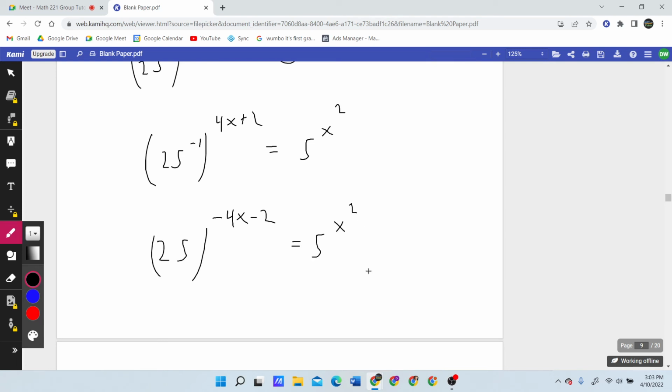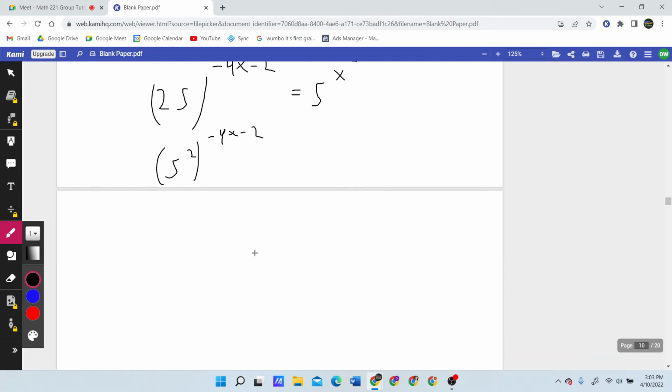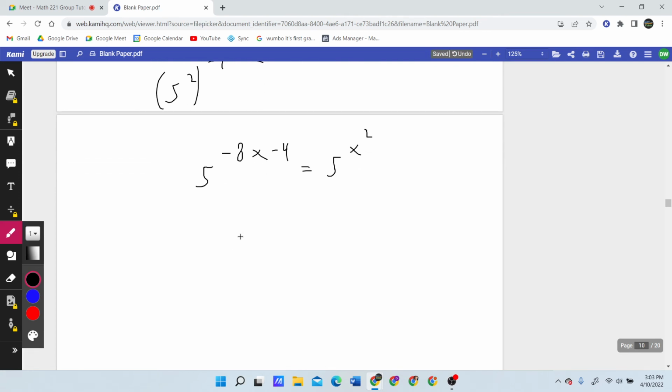Equals 5 to the x squared power. Now I can get my common base, which is again the 5 squared. So I'm going to rewrite that now as 5 squared raised to the negative 4x minus 2 power. And again, I can multiply the exponents together. So now 5 raised to the negative 8x minus 4 power is equal to 5 to the x squared power. Now I can set these two exponents equal to each other. So negative 8x minus 4 equals x squared. Now I need to solve for x.